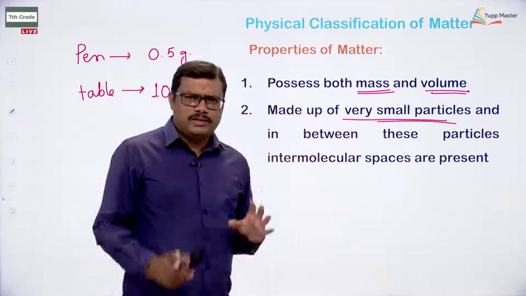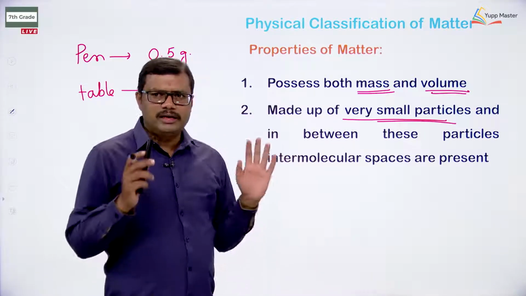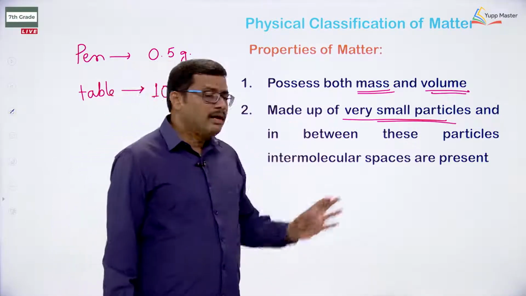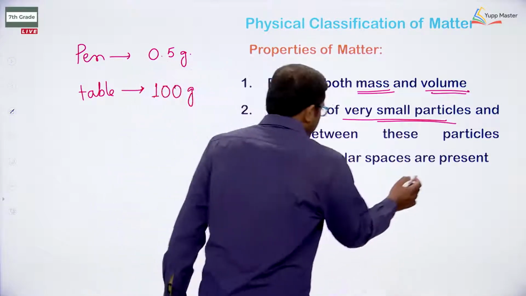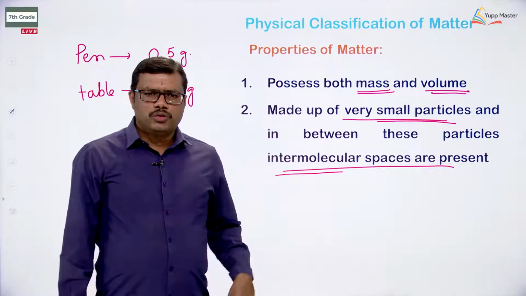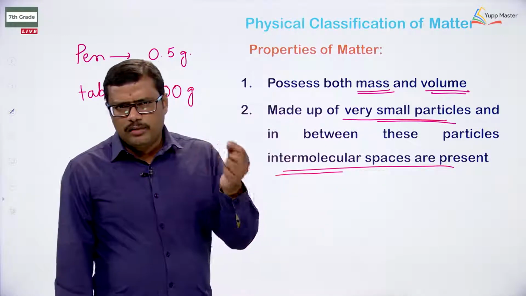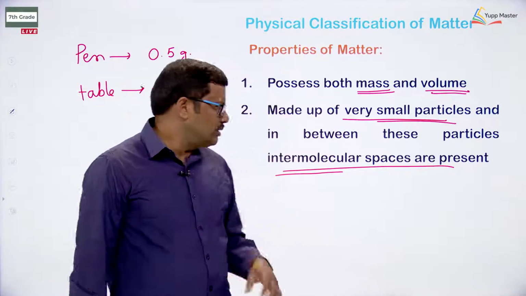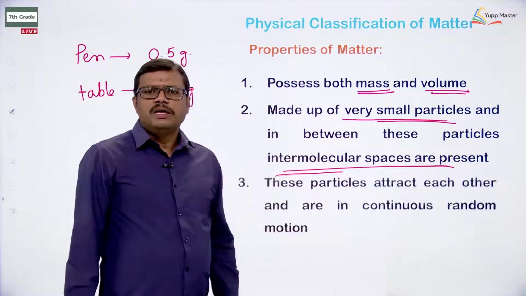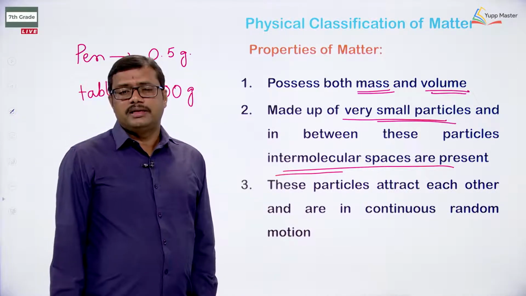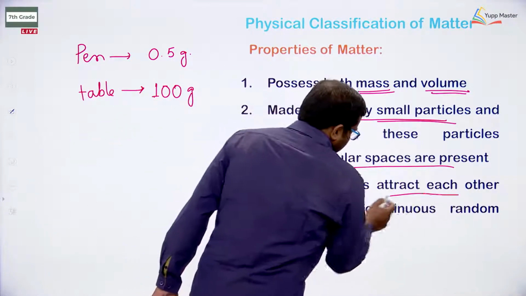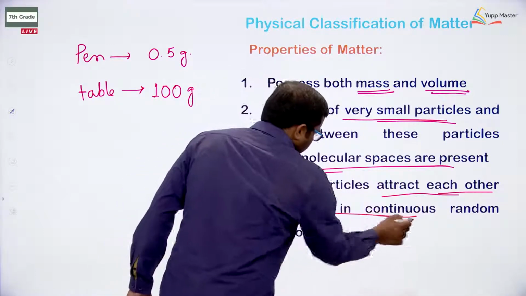Let us at present just understand that matter is made up of very small particles. And between these particles, what is present? Intermolecular spaces are present. So, matter is made up of very small particles, and between these particles intermolecular spaces are present. These particles attract each other and are in continuous random motion.